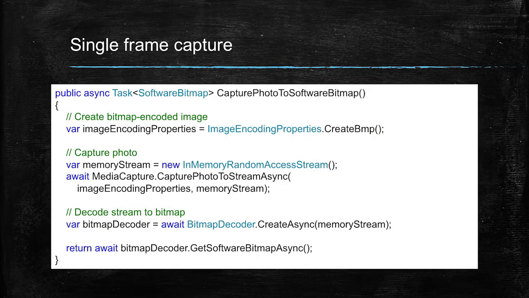So if I want just to capture a single frame, what I need to do is to prepare the encoding properties, then create the memory stream, and capture photo to stream using the media capture class, and appropriately decode it to a bitmap using my encoding properties, and then return the bitmap for further processing.